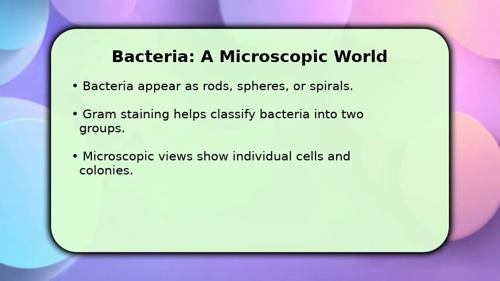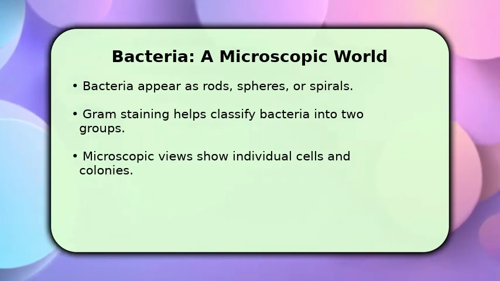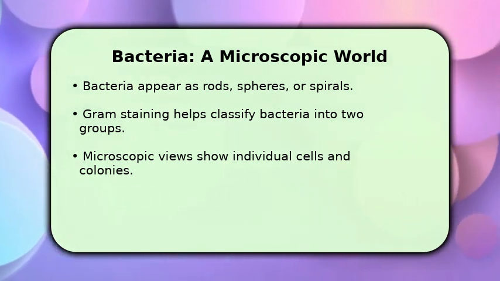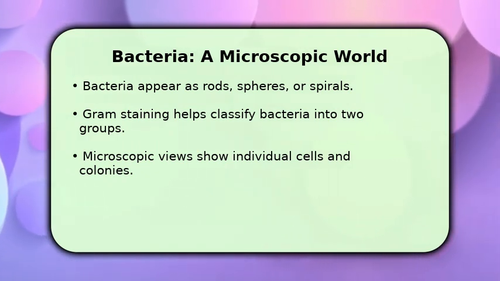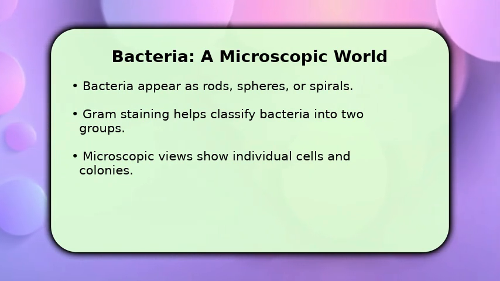Techniques like gram staining help us categorize them, providing crucial information for identification. Observing these tiny organisms at high magnification, typically 1,000 times, allows us to see their structures and how they form colonies. It's a window into their hidden lives.